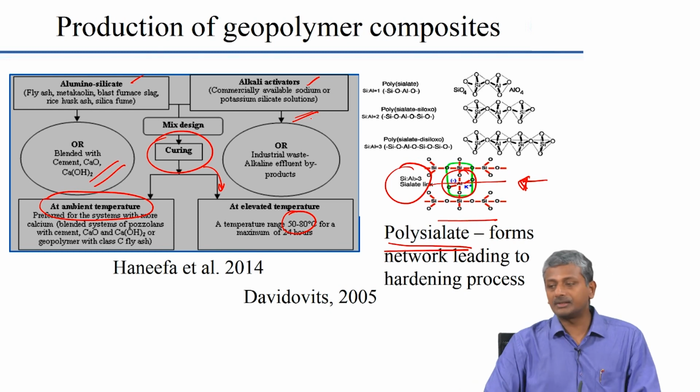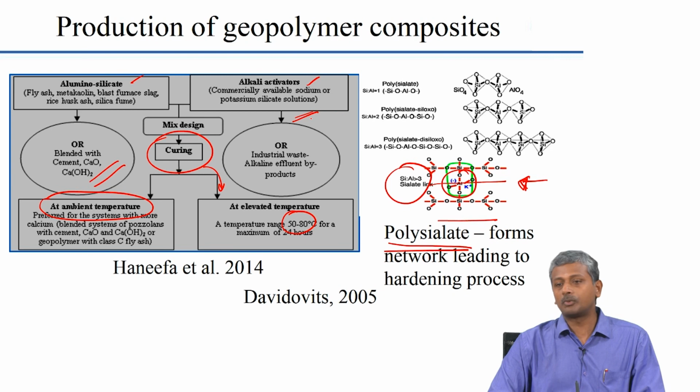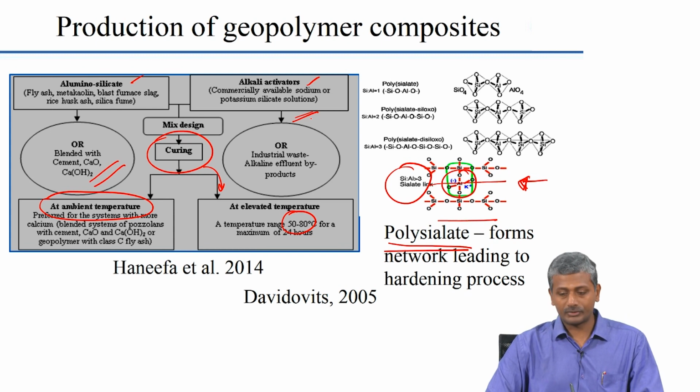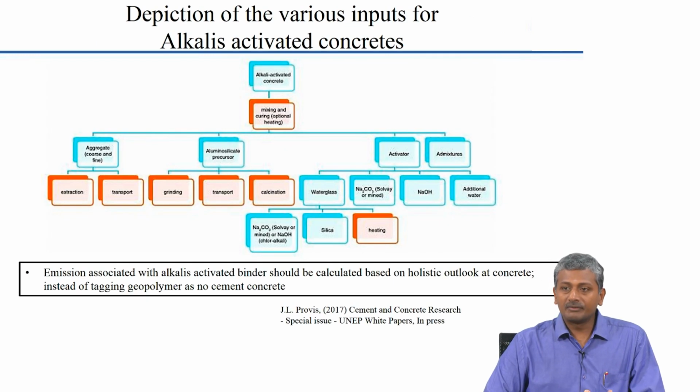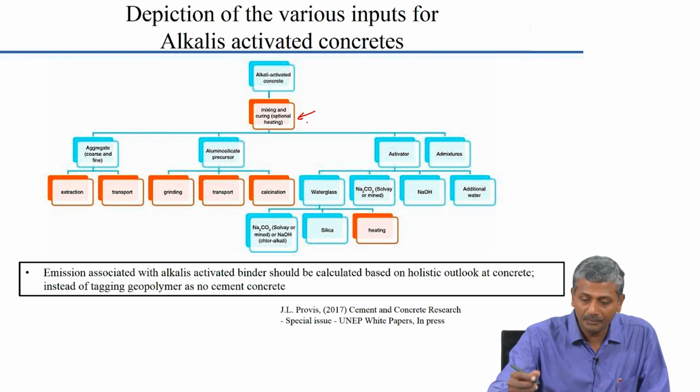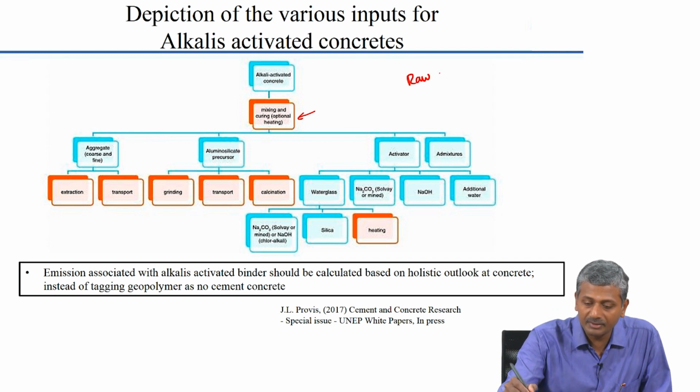So, essentially the hardening happens because of the formation of the polysialate network, which is basically a linkage between the aluminosilicate promoted by the alkali ions. So, again, what are the various inputs for the alkali activated composites? You have, of course, the curing process, that is extremely important. First of all, you need to source your material properly. The raw material source should be perfect.